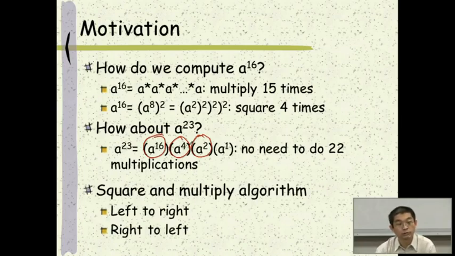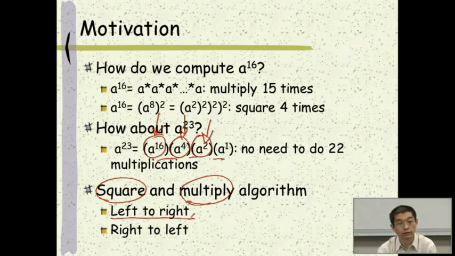So this motivates the algorithm called square and multiply, as I showed you earlier. We do all these squares to get the powers of 2, and then multiply them together. It depends on how you implement this. There are 2 ways to implement it. One is called the left to right implementation. The other one is called right to left. On the next 2 slides, I'm going to show you both of these approaches.